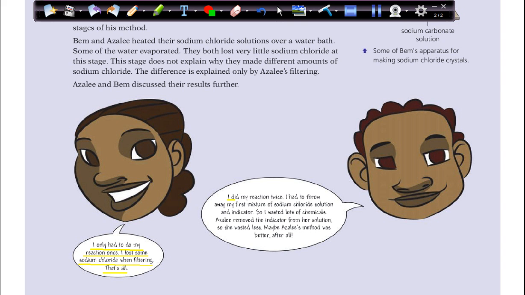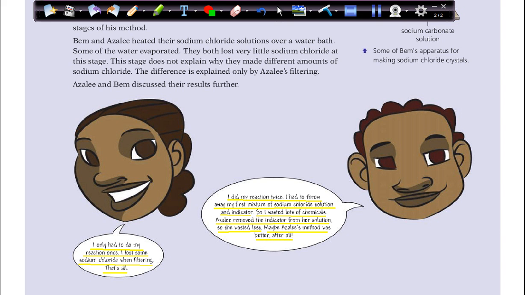And BIM said, I did my reaction twice. I had thrown away my first mixture of sodium chloride solution and indicator. So this is lost. I wasted lots of chemicals. Azali removed the indicator from her solution, so she wasted less. Maybe Azali's method was better after all.